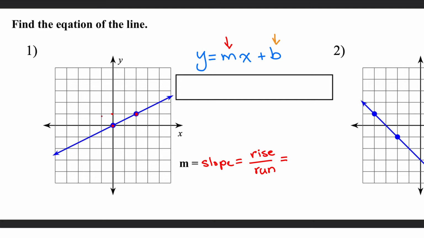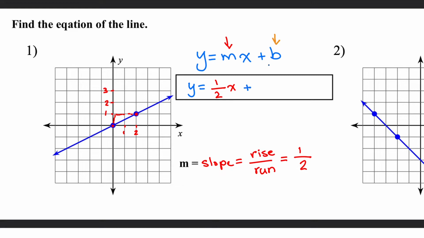So let's say all of these boxes represent 1 unit. So we have to rise 1 and run 2 boxes. So our rise is 1 and our run is 2. And that's our slope. So we're going to substitute that into the equation. Y is equal to 1 over 2x. Now remember, our slope is 1 over 2, not 1 over 2x.